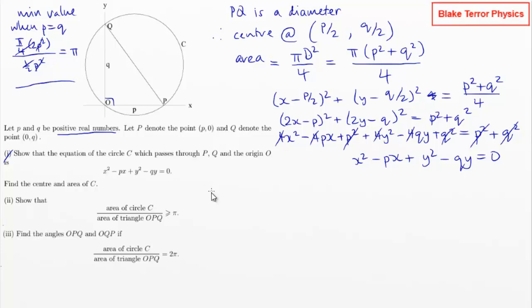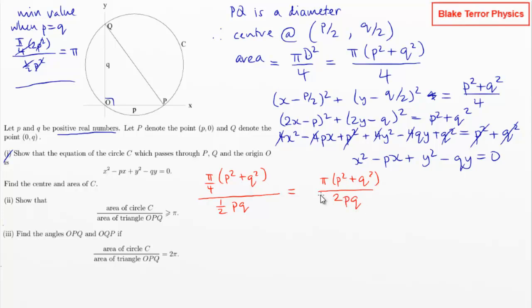So that's one option, but I want to try doing it a bit more generally and say, let's change to red so I can see what I'm doing. Area of the circle, which we know is pi times p squared plus q squared, all divided by 4, divided by the area of the triangle. So that is a half p times q. So that is equal to pi times p squared plus q squared over 2pq.